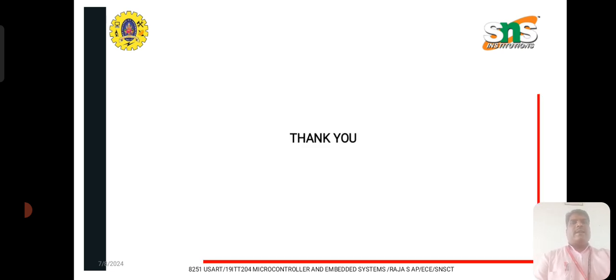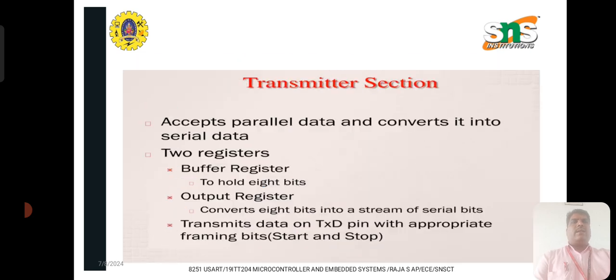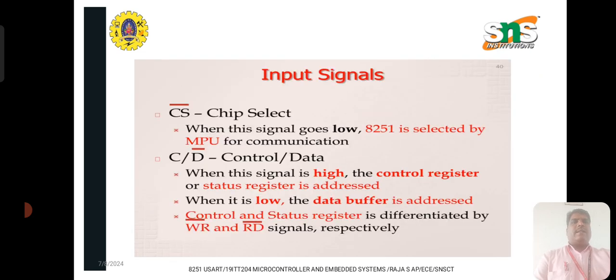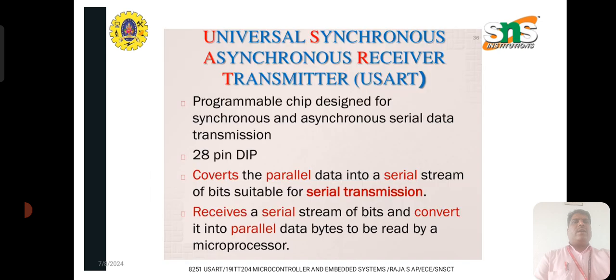Once again, I will recollect all these points. In this YouTube video, I started with what is meant by USART. USART means Universal Synchronous Asynchronous Receiver Transmitter. Generally, it is a 28-pin dual in-line package IC. The main purpose of USART is to convert parallel data into a serial stream. Also, the receiver converts a serial stream into parallel data bytes.